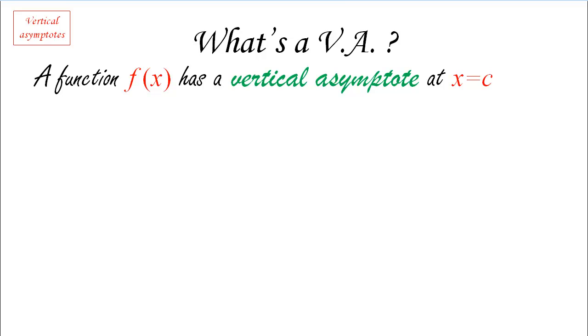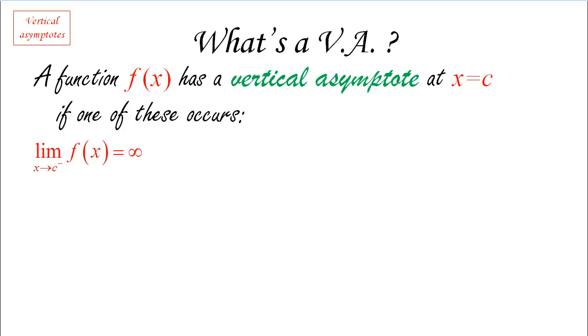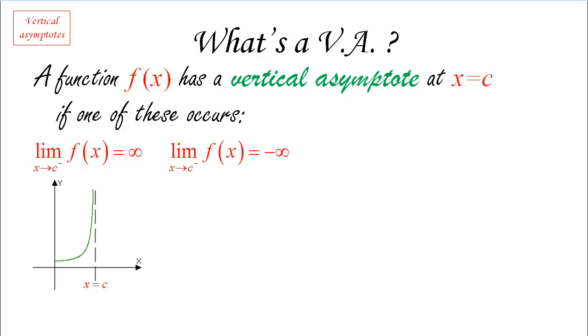But going back to our definition here, a function f of x has a vertical asymptote at x equals c if one of these conditions occurs. So which ones are these conditions? There are 4 of them, and only one of them will guarantee the existence of a vertical asymptote. The first one is that the limit as x approaches this particular value c from the left of the function is going to be infinite. So we're dealing with a situation where we have an infinite limit. The graph will look something like this. We have the vertical line at x equals c, and as we approach from the left, the function will go up and up and up without any limit. Or the function may actually go down and down and down without any limit.